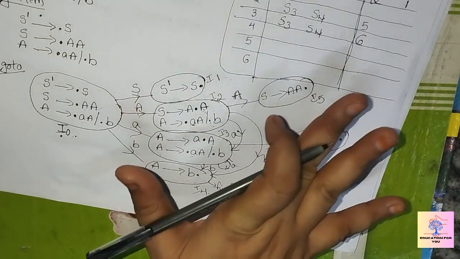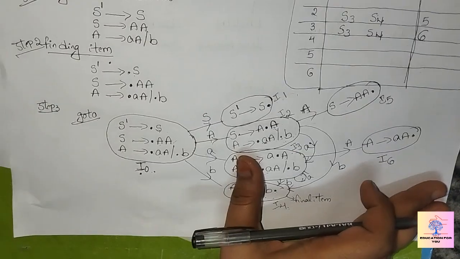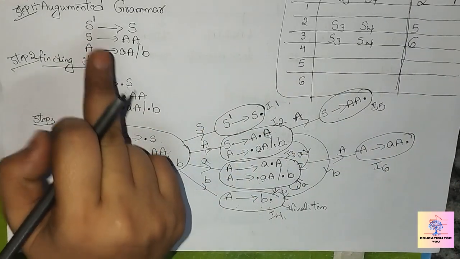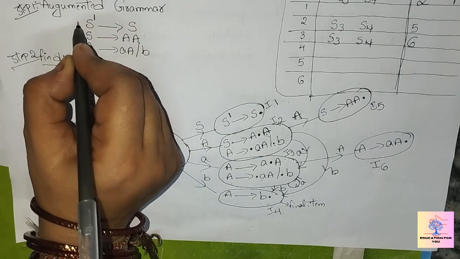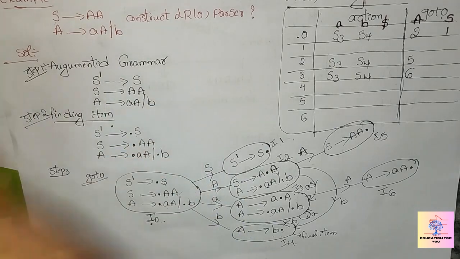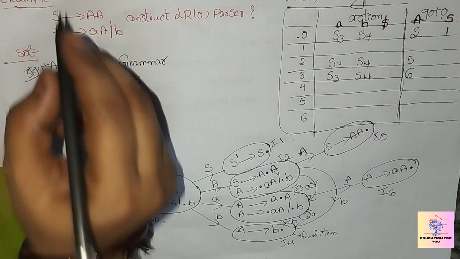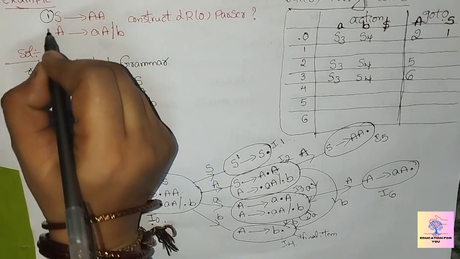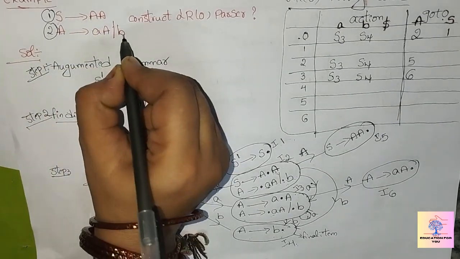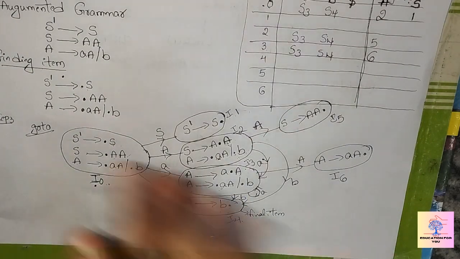Okay, now you have to find out the reductions. So before finding the reductions, you have to give the number for this grammar, not the augmented grammar. This is the first, this is 2, and A is going to producing b, that is 3. Now reductions you have to identify.